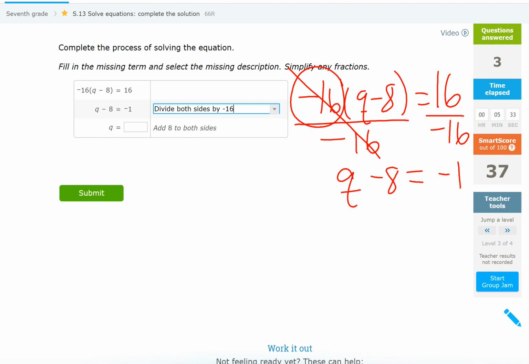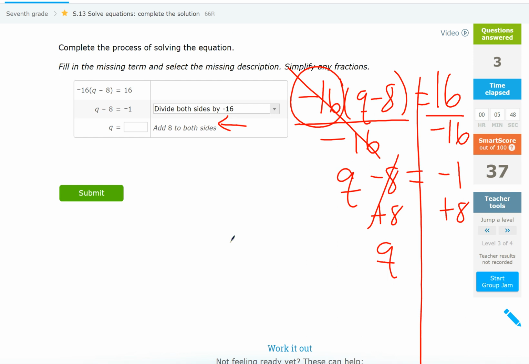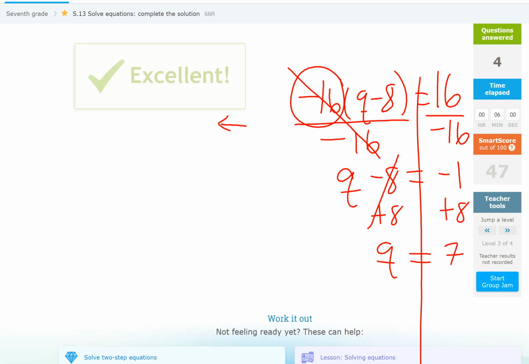Then from there, they now give me the next step, which is to add 8 to both sides. So yes, I knew that I should have added 8 to both sides, so I can get rid of the 8 and get q by itself. So q is equal to negative 1 plus 8, which is positive 7. So ultimately, I end up with q equals 7. Just following the instructions and filling in the missing spots.